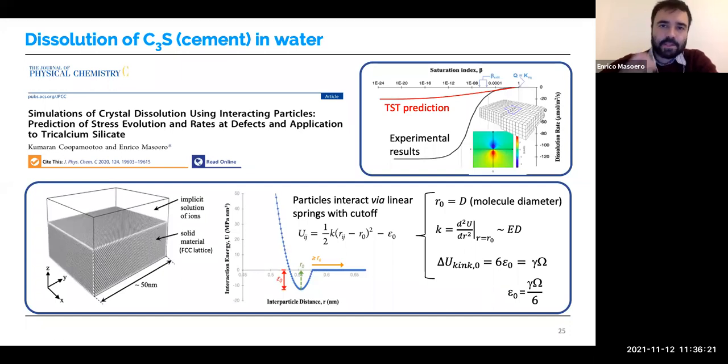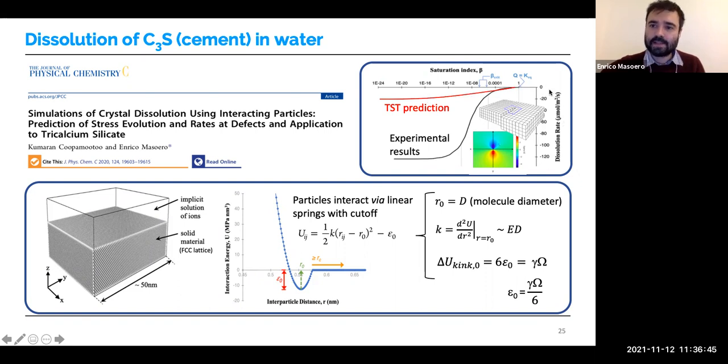If you put a tricalcium silicate crystal in water, if the water is near saturation, so there is a high concentration of calcium especially, then the dissolution will be quite slow because there are already many molecules dissolved. But if you start lowering the solution concentration towards pure water, of course, you would expect a faster and faster dissolution rate.